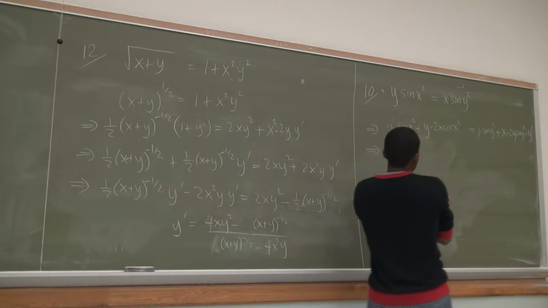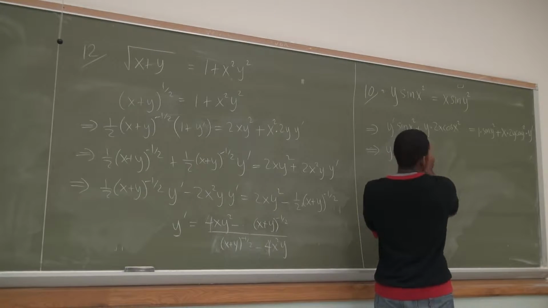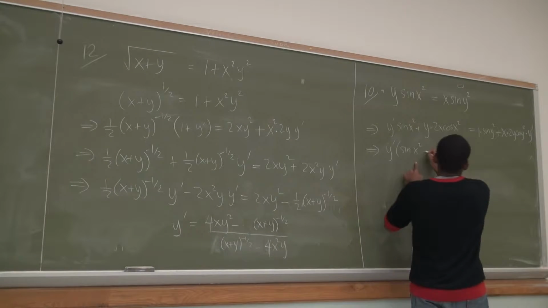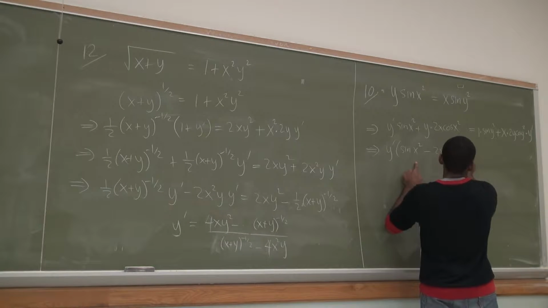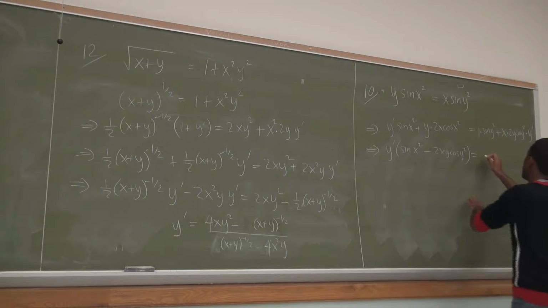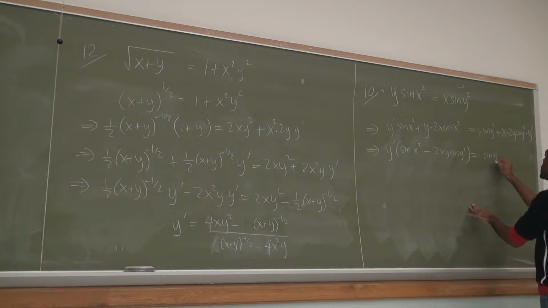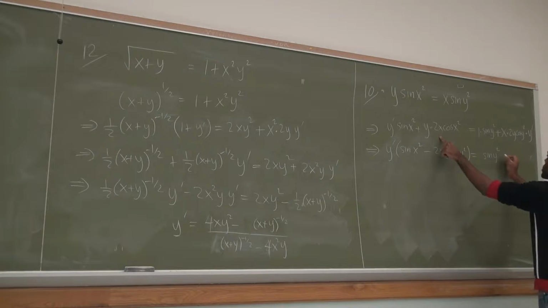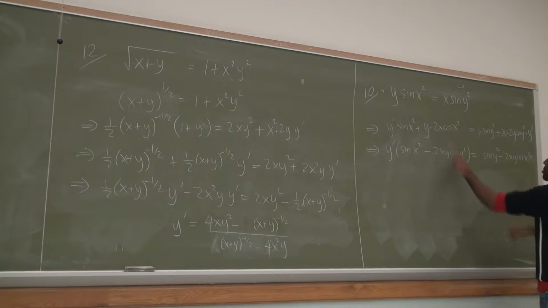And now I just, again, group these. This is y prime times sine x squared minus 2xy cosine x squared. Here I have sine y squared minus 2xy cosine y squared, plus x squared.